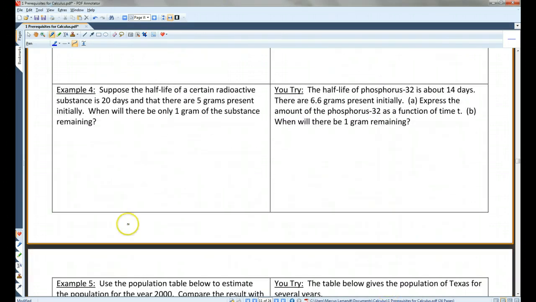Alright, example 4. Suppose the half-life of a certain radioactive substance is 20 days and that there are 5 grams present initially. When will there be only 1 gram of the substance remaining? Alright, so if we look at this, after 20 days, this is going to be cut in half. After 40 days, it's going to be cut in half again.